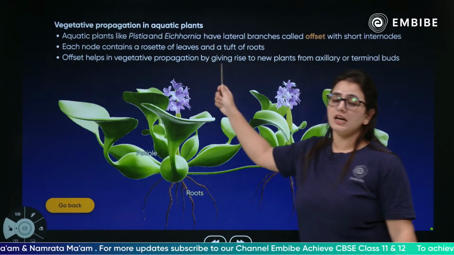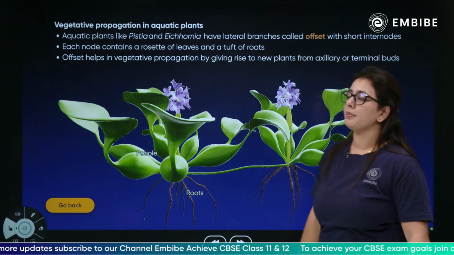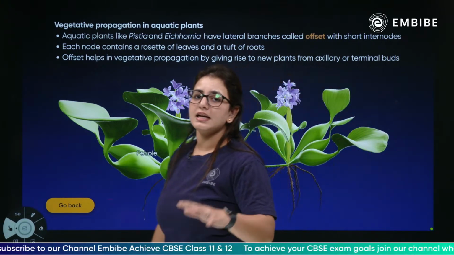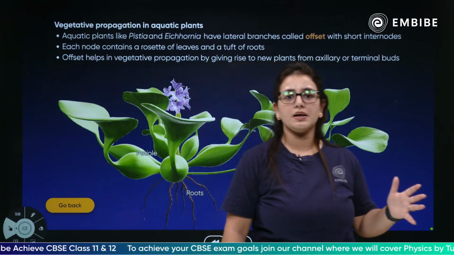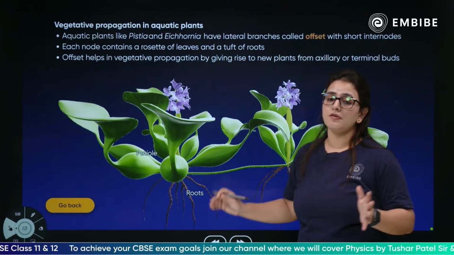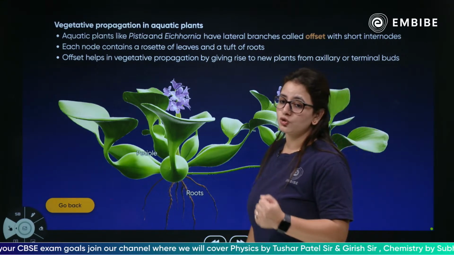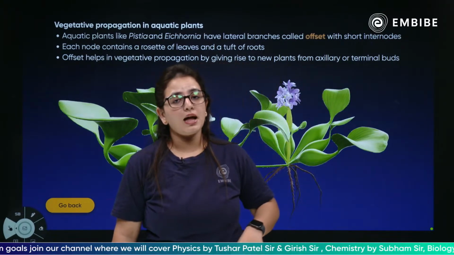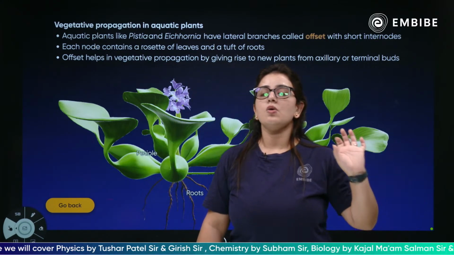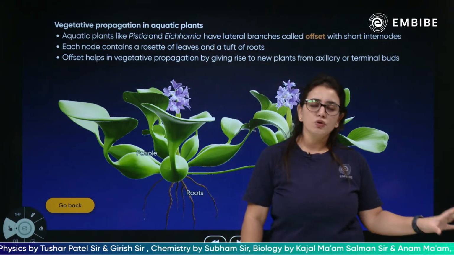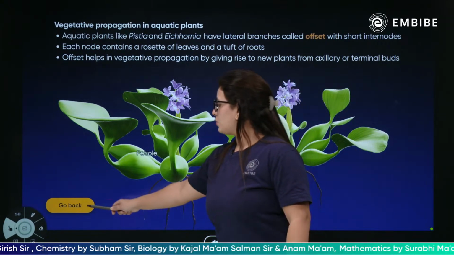Offset helps in vegetative propagation and gives rise to new plants from the axillary or the terminal buds. Yes, the offset is capable of giving rise to new plants through the axillary and of course the terminal buds. So this is how vegetative propagation takes place in aquatic plants. The land plants will have runners and stolons. On the other hand, the aquatic plants will have what? They will have the offset, and the offset will be responsible for giving rise to the new plants because they have axillary buds and terminal buds.